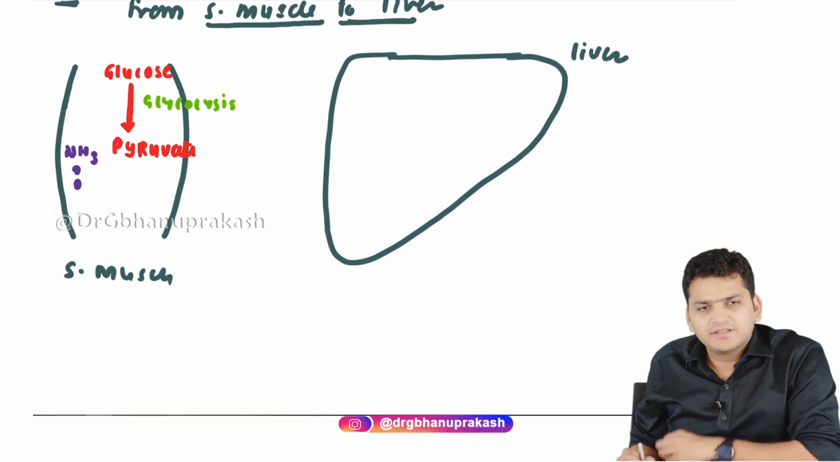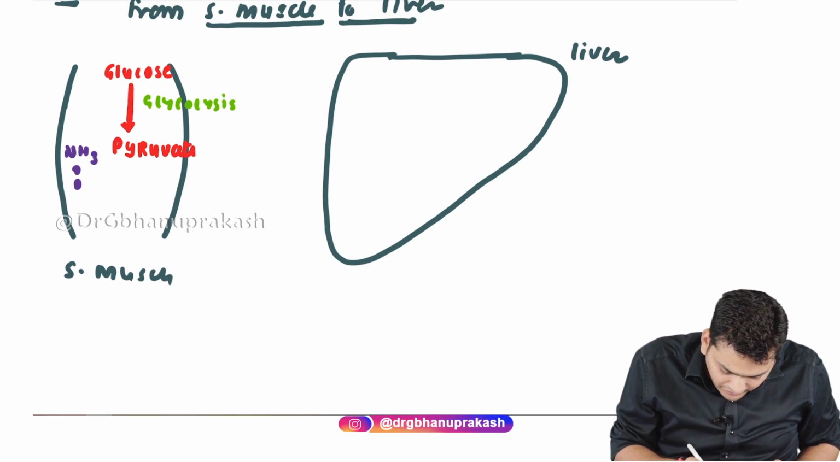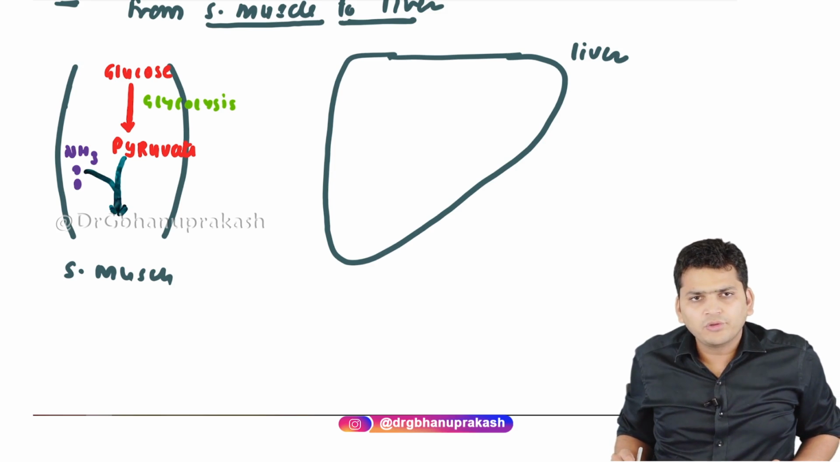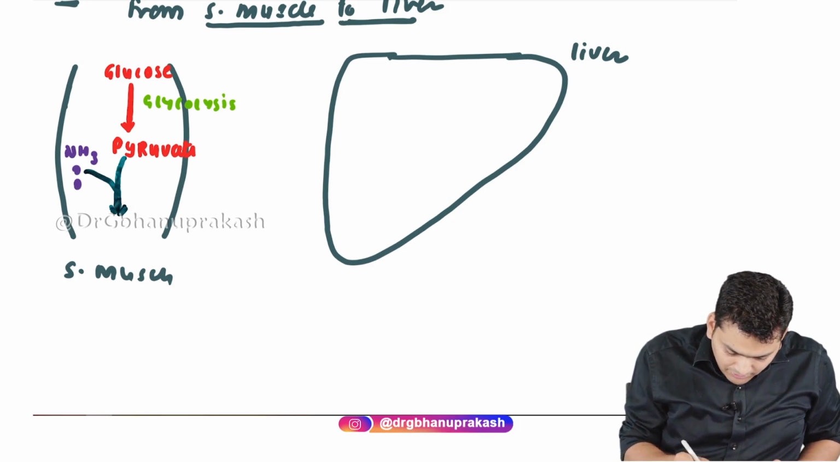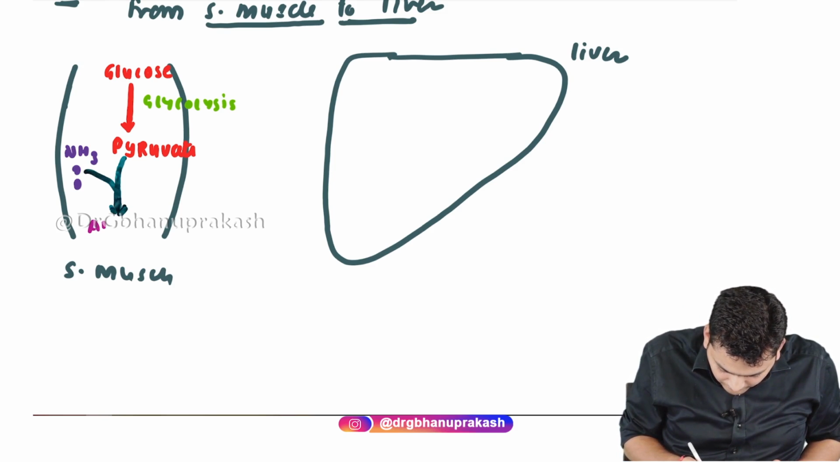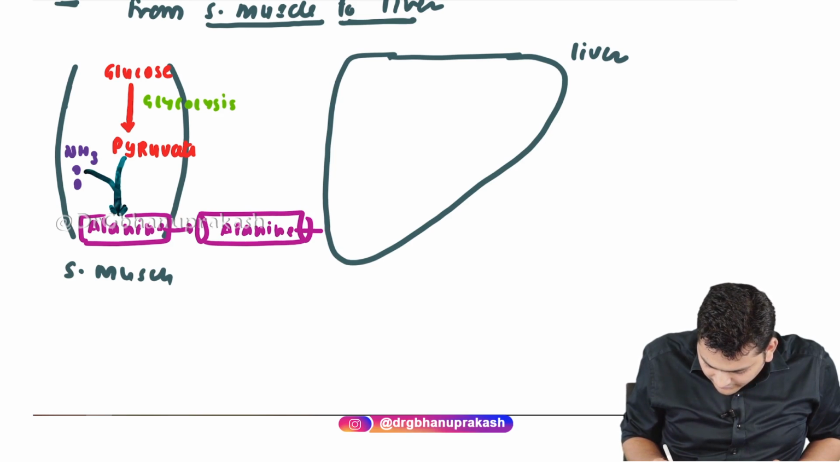So when we do glycolysis, the glucose will convert into pyruvate. Then this pyruvate, sometimes, may conjugate with the ammonia if it is available, and it will make a molecule with the name of alanine. Alanine is not a toxic molecule. It can easily travel via blood and can reach the liver.